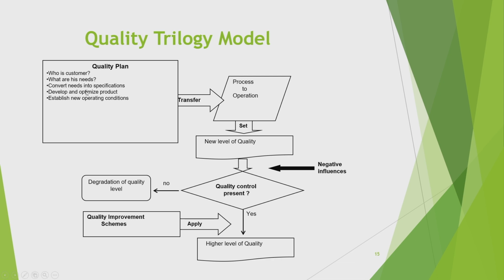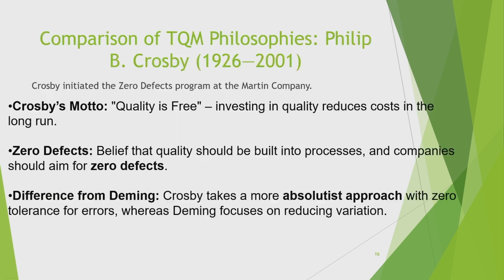First, he said there should be quality plan: who is customer, what are his needs, convert needs into specifications, develop and optimize product, then establish new operating conditions, then transfer that plan to process to operation and then set new level of quality. There may be some negative influences present that will derail your plan. So, question is that should quality control be present? If no, naturally the degradation of quality level will be there, and if it is present, yes, then you get higher level of quality. Quality improvement schemes can be applied based on the feedback and this process goes on.